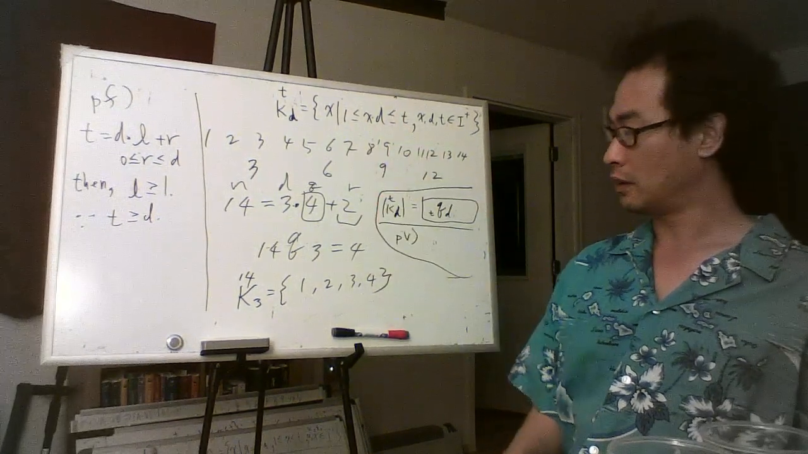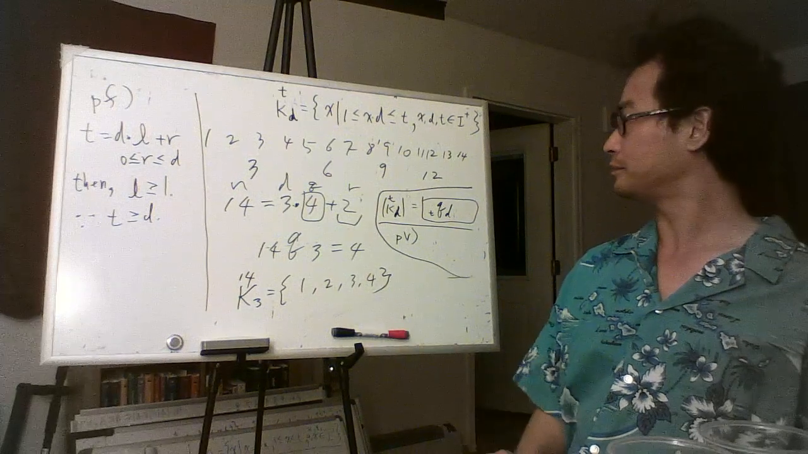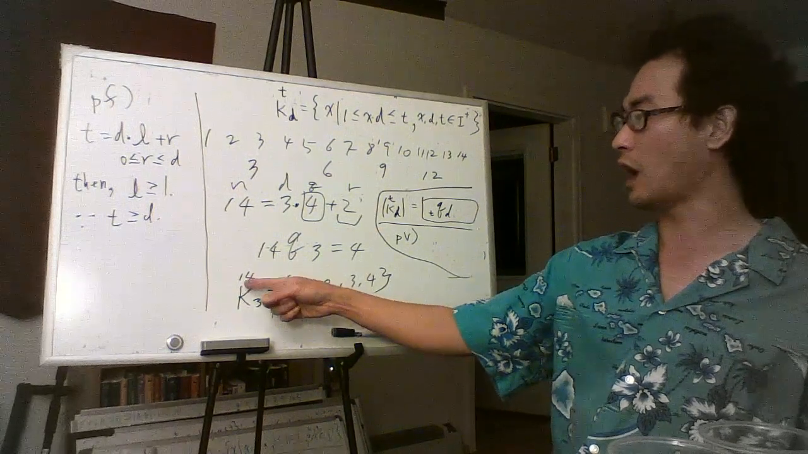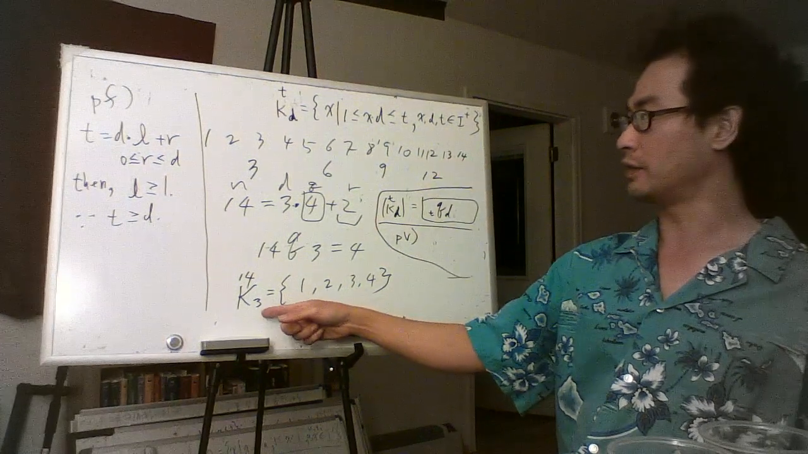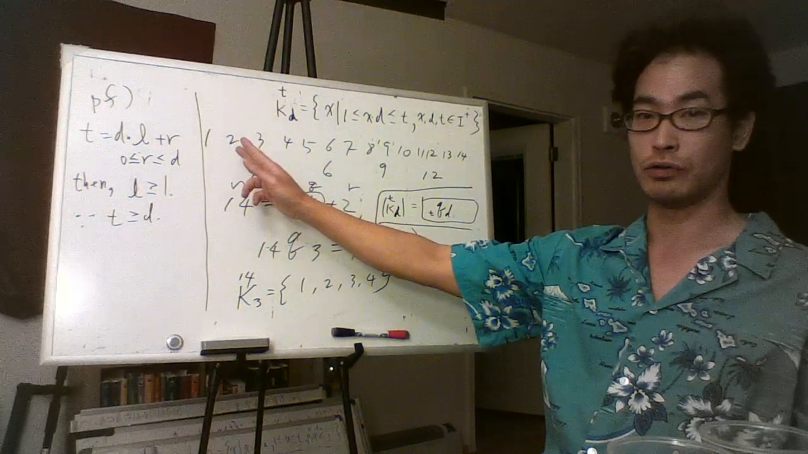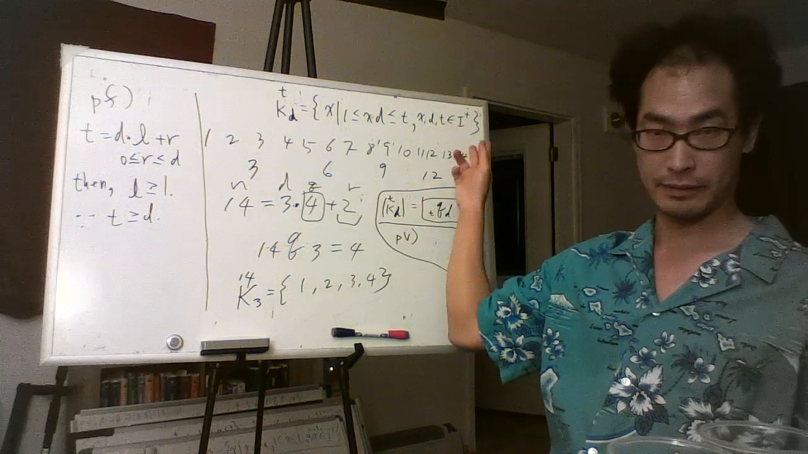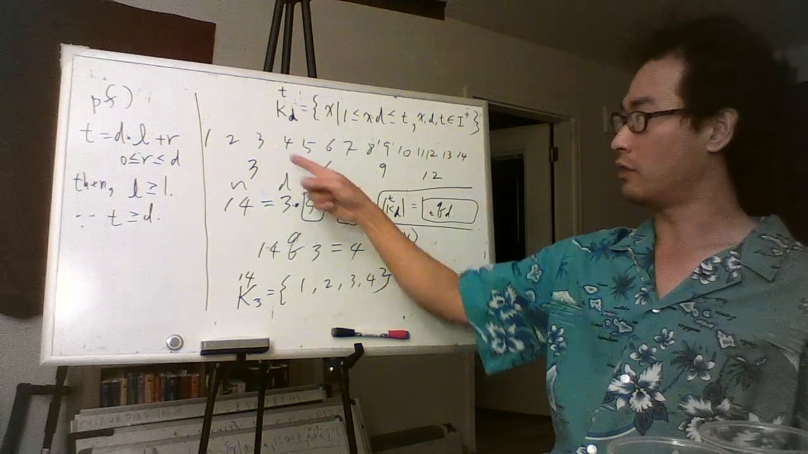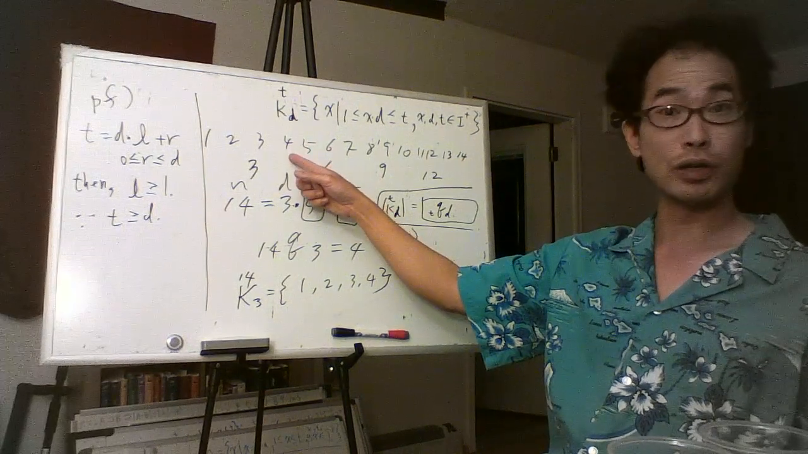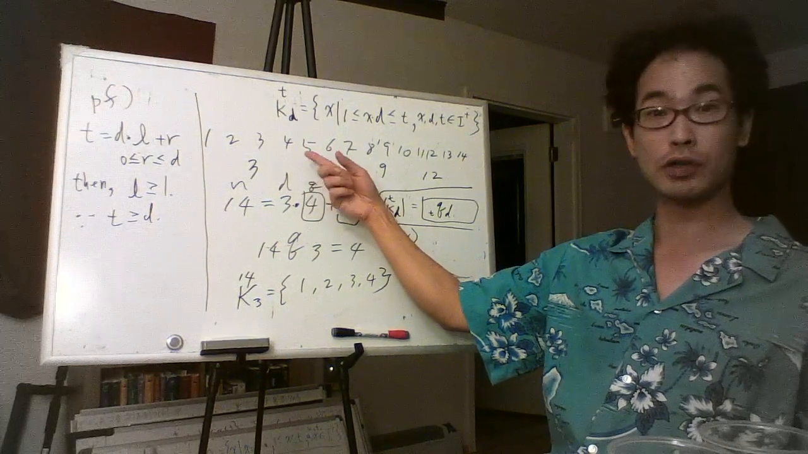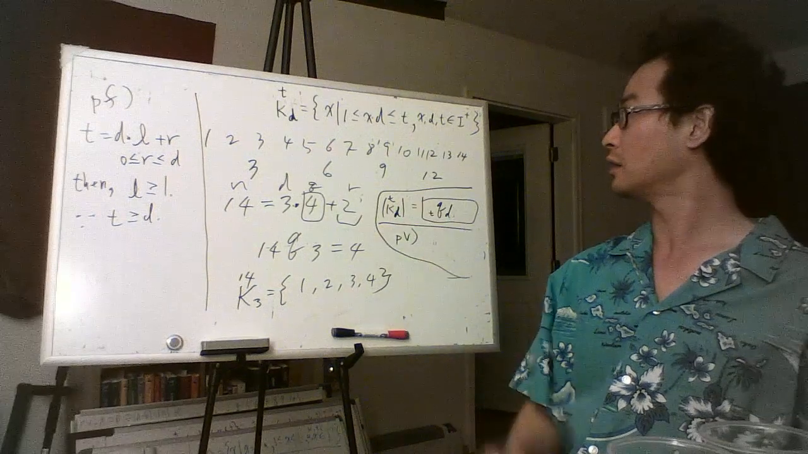Alright, so if T is 14 and the divisor is 3, we don't care about 1 and 2. We start from 3, okay? And 3 divided by 3, quotient 1. 4 divided by 3, quotient is 1. 5, quotient is 1. Okay, so that's that.